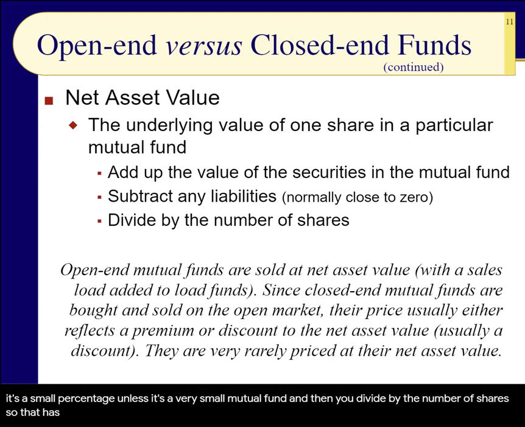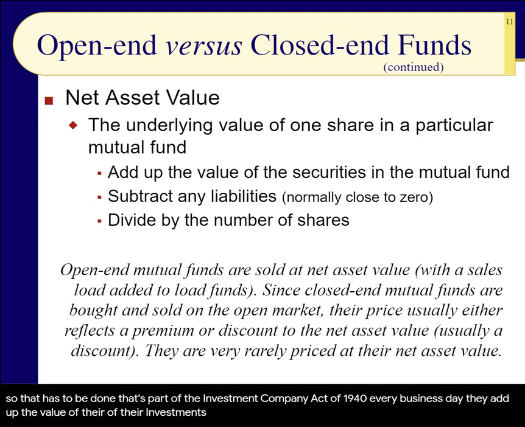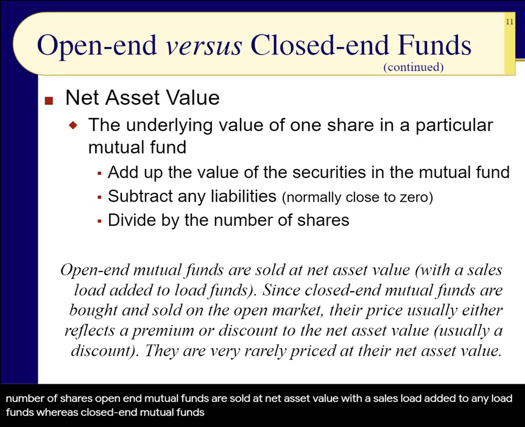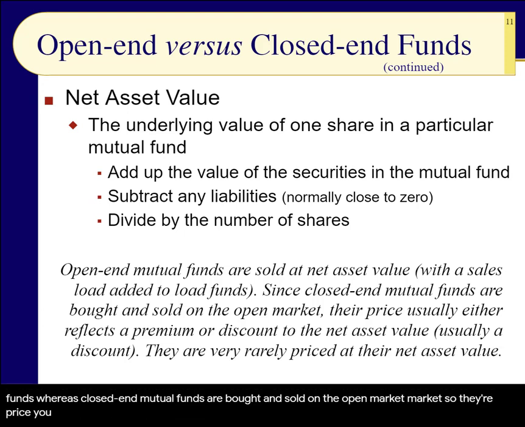So that has to be done. That's part of the Investment Company Act of 1940. Every business day, they add up the value of their investments, subtract any bills that they have to pay, and then divide by the number of shares. Open-end mutual funds are sold at net asset value with a sales load added to any load funds, whereas closed-end mutual funds are bought and sold on the open market. So their price usually either reflects a premium or a discount to the net asset value, often a discount.